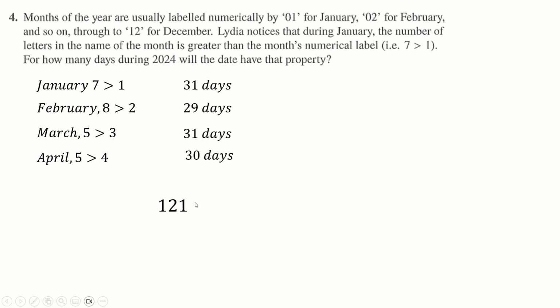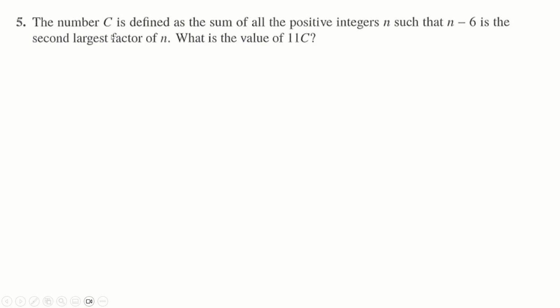Add these days up, and you get this here for the answer. I just thought that was a really weird question. I don't really understand it. But anyway, a number C is defined such that n minus 6 is the second largest factor of n. So obviously the largest factor of n is just n. Now the second largest factor at most can only be half of n, right?